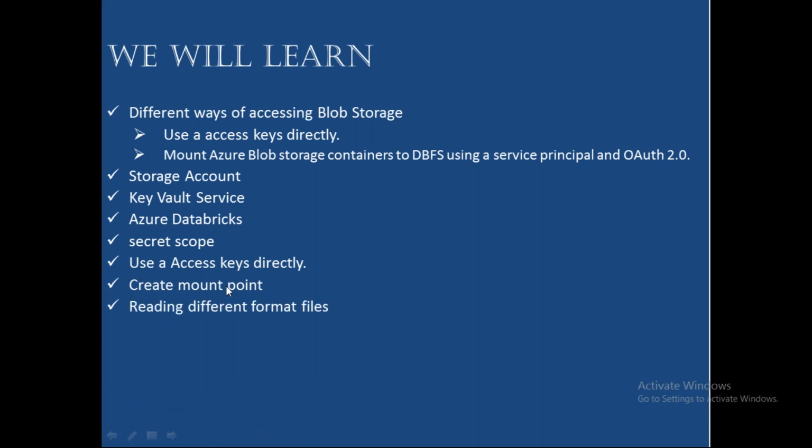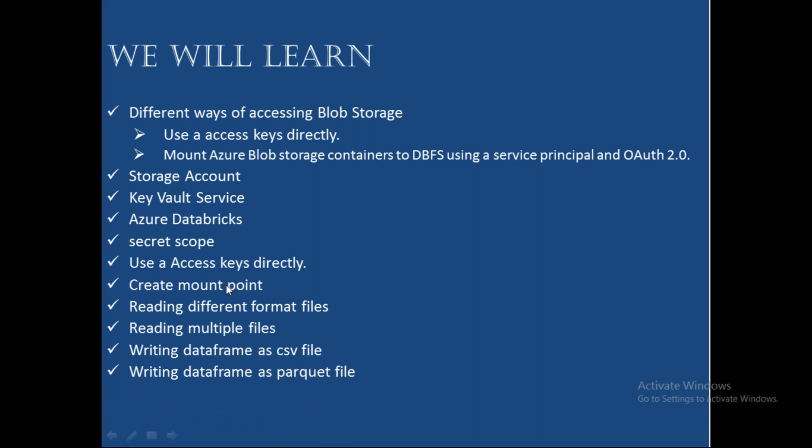We will see reading different file formats. Example, you can read CSV, parquet, ORC, or any file format which we have learned. So any file you are able to read once you connect to the storage account from the Databricks. Next, reading multiple files. Yes, not only a single file, you can read multiple files. Then we are going to write a data frame as a CSV file. You can write that particular data frame as a CSV file. The same data frame you can write as a parquet file as well. Okay. Finally, we are going to see the prerequisites, what we should know to understand this particular session. Then finally, we are going to see the required resources. So these are the concepts we are going to discuss today.